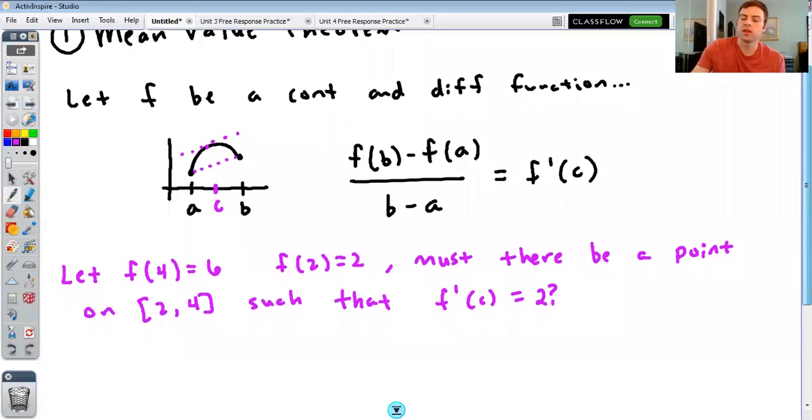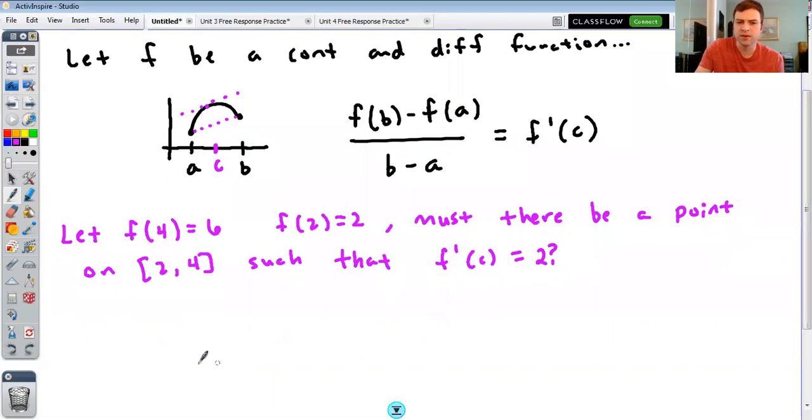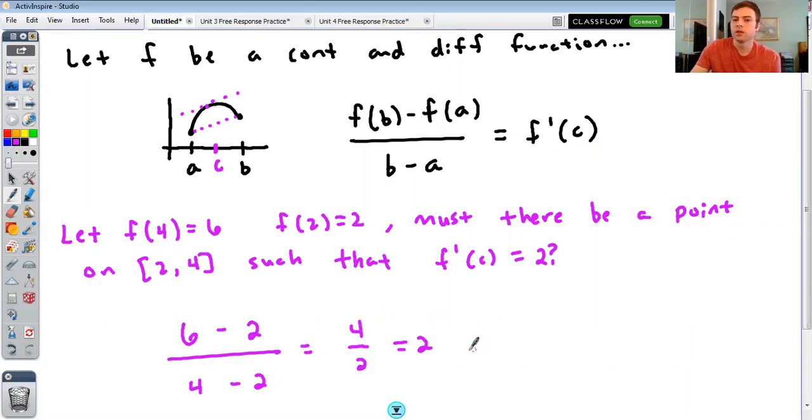Anytime you are asked to say that there has to be a value for the derivative at some point, that's going to be looking at the mean value theorem. And the way that we're going to solve this is by doing average rate of change. 6 minus 2 over 4 minus 2 is 4 over 2, which is 2. Because the average rate of change is equal to 2, yes, there must be a point where the instantaneous rate of change is equal to 2, and the justification would be by the mean value theorem. So that's a simple example, but one that I will hope will serve you well, especially on a free response style question.